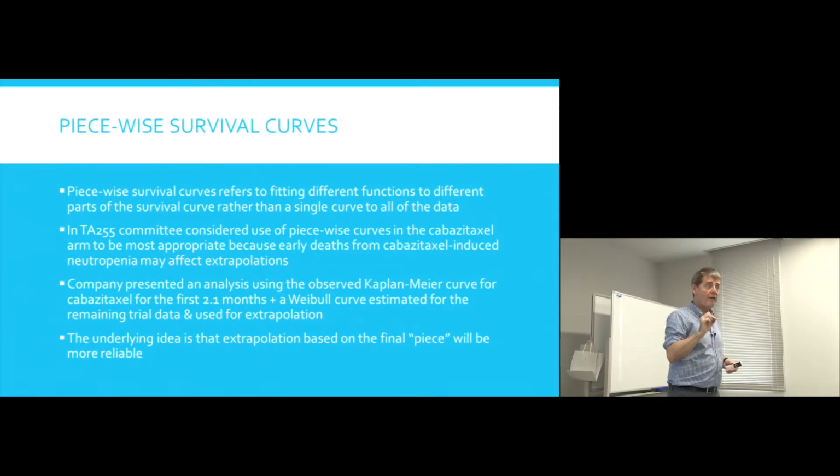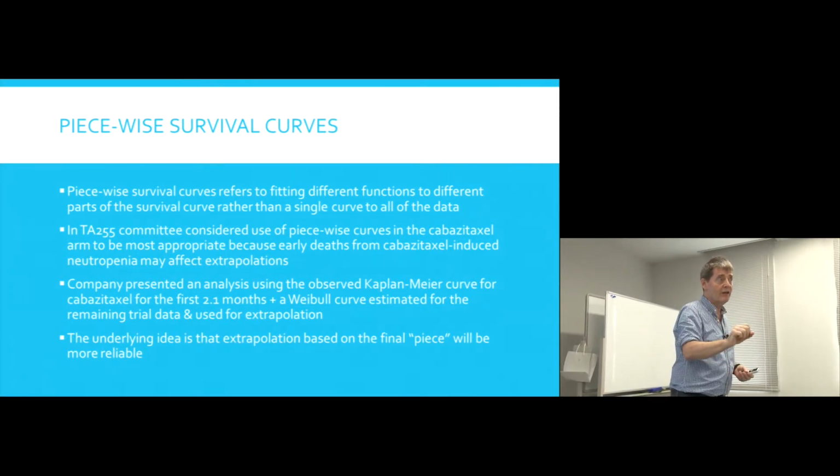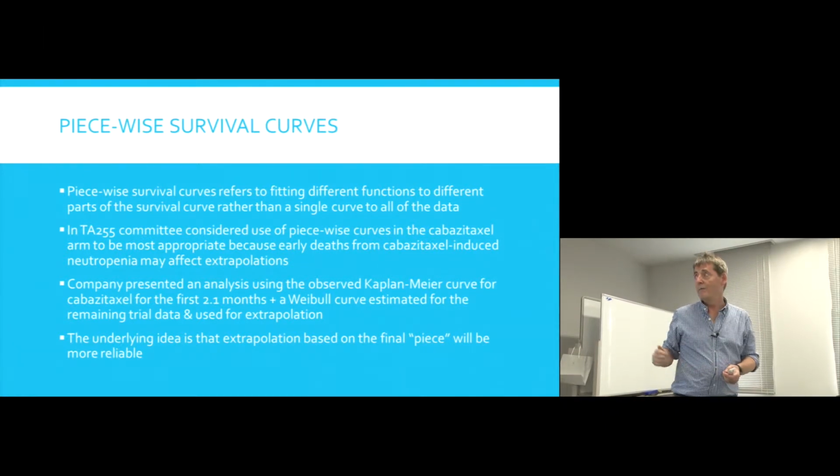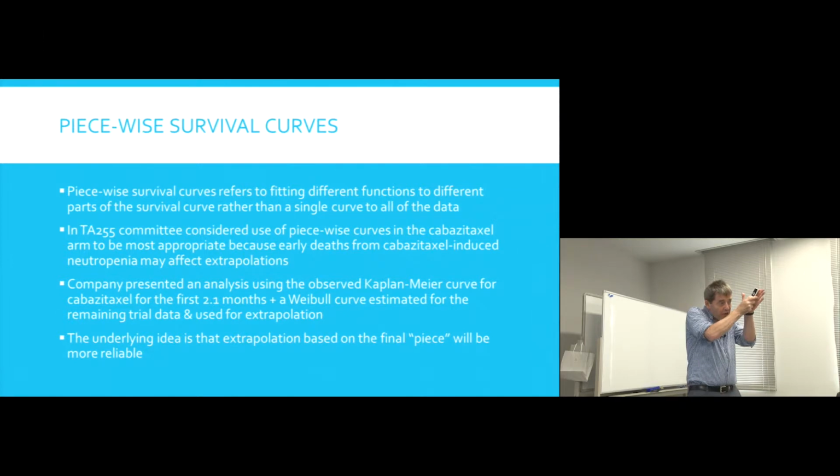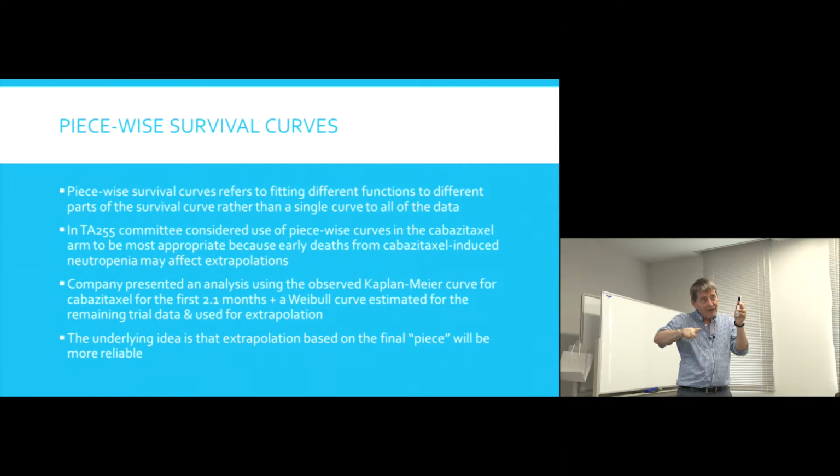And so rather than fitting a single curve, the manufacturers in this case said, in that first phase, we'll just use the Kaplan-Meier observations, and that'll be our survival curve. But then, in the second phase, we're going to use a Weibull function. So that's a piecewise approach.